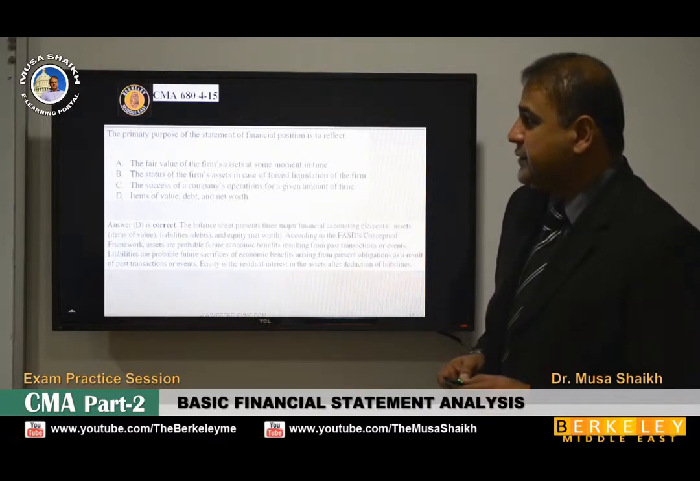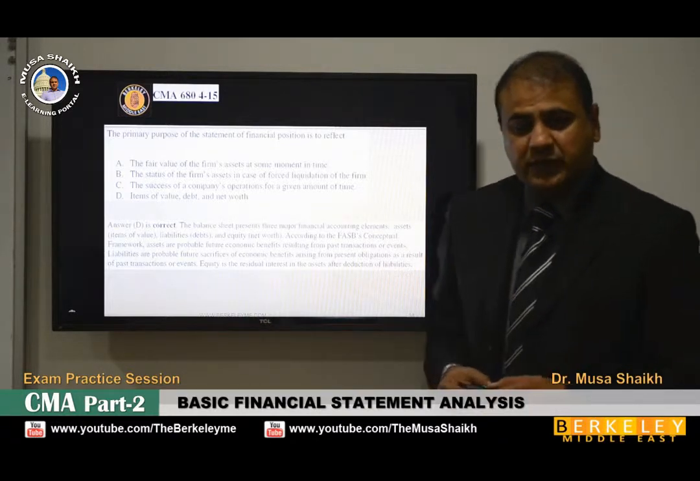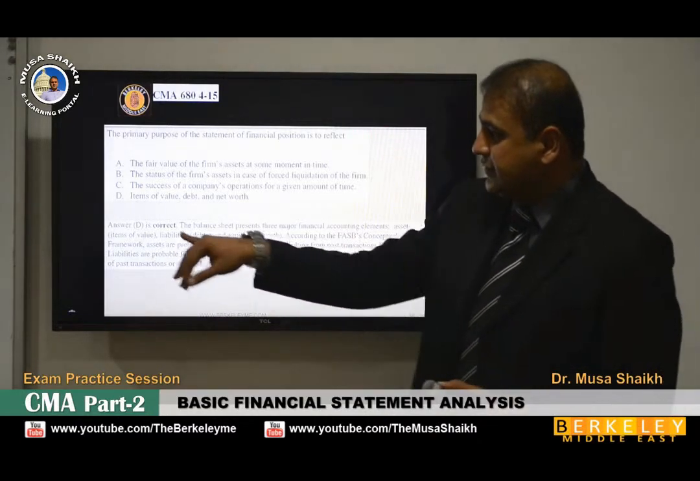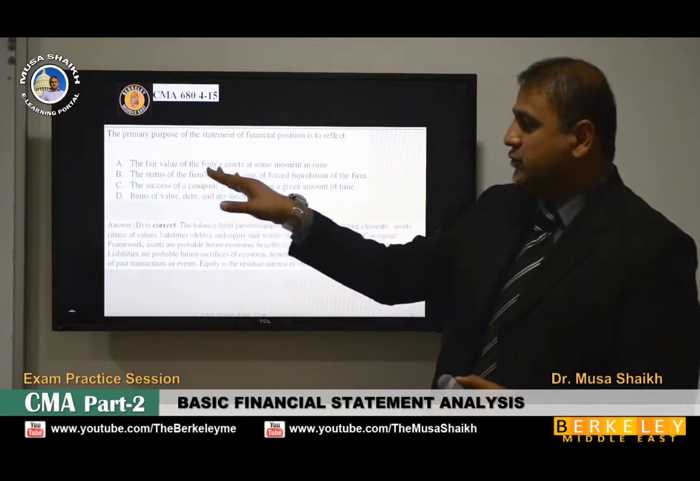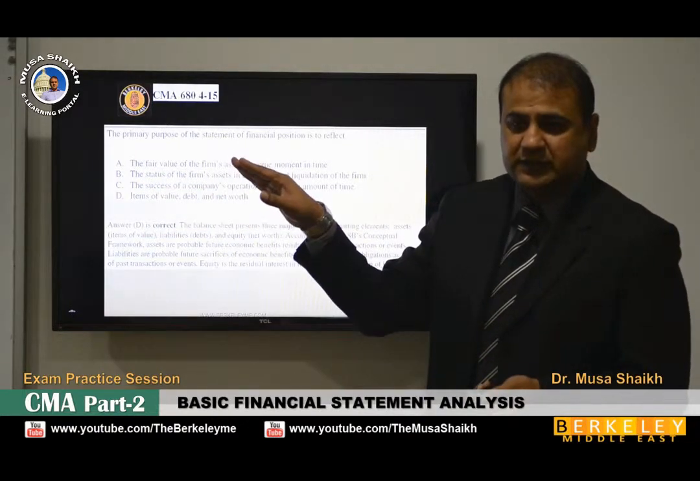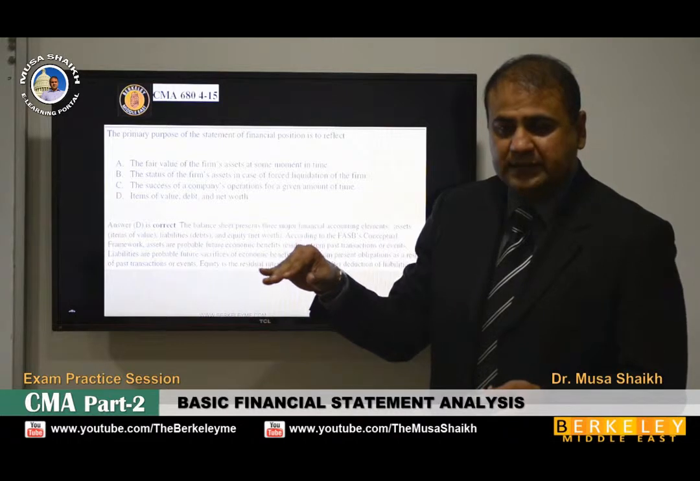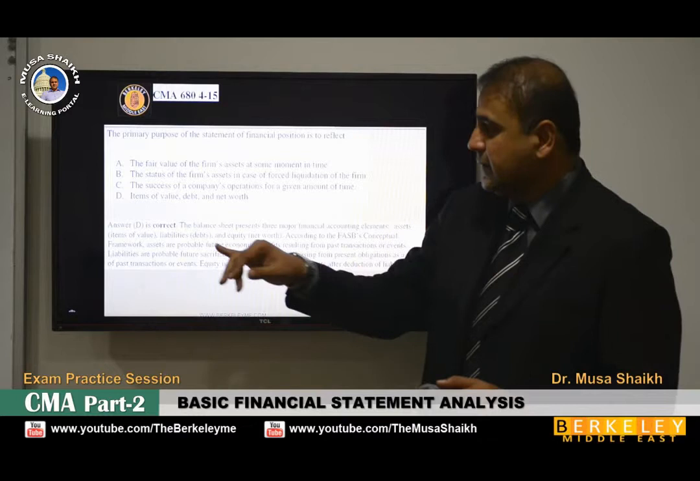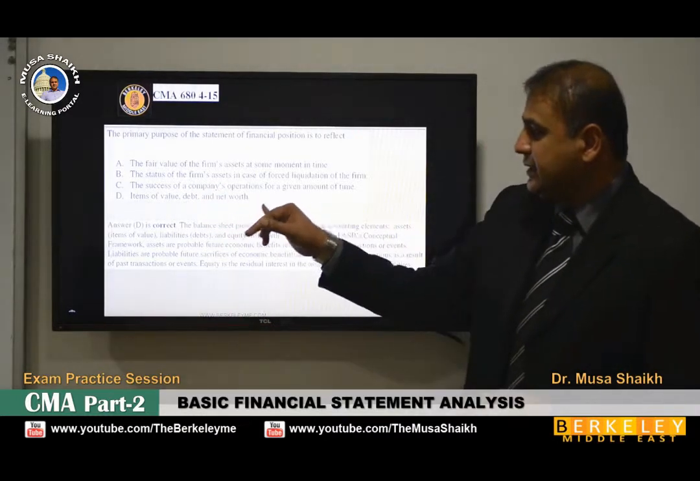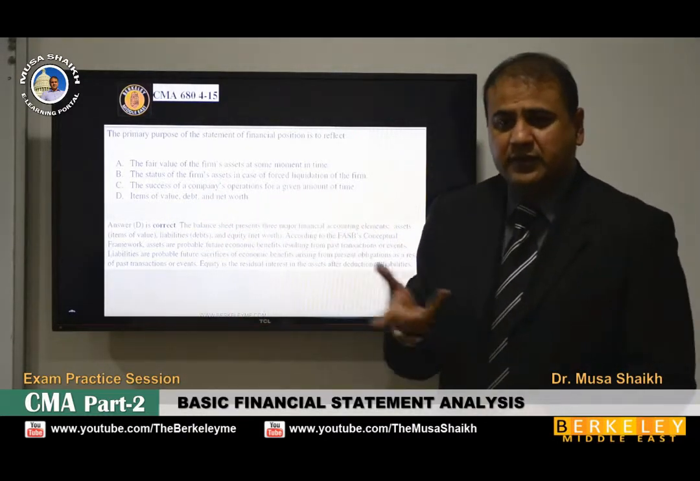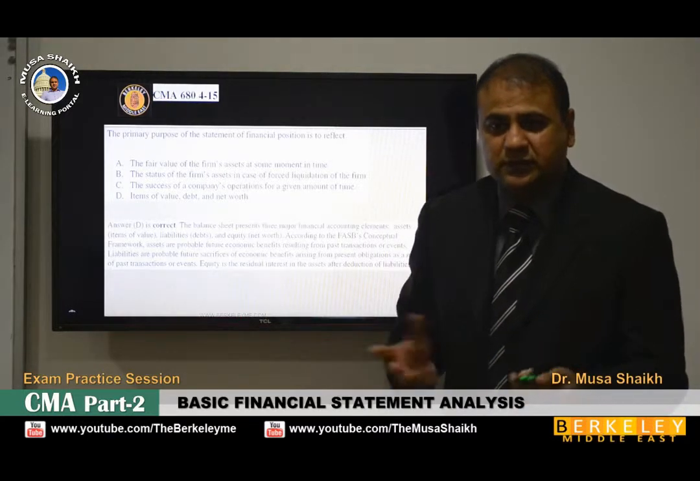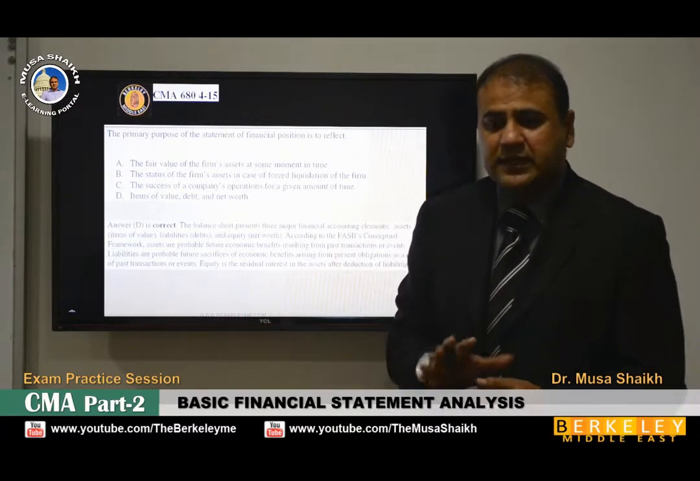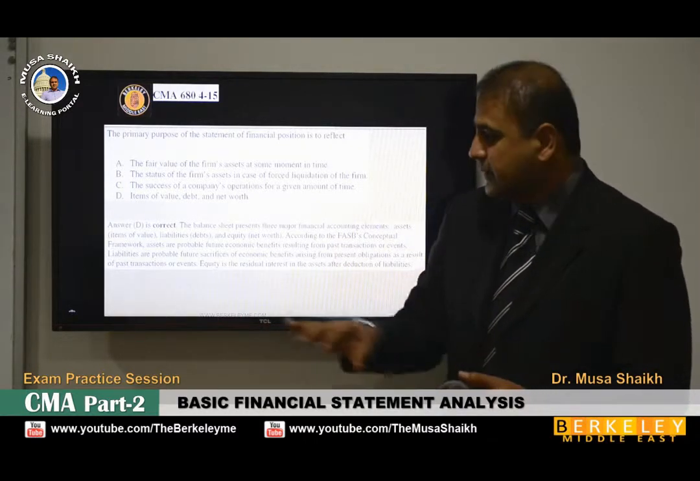The primary purpose of the statement of financial position: what is the basic purpose of the financial statement? If you see fair value of the firm, fair value is just a review. Your assets and equity are on a cost basis in the financial statements, right? Status of firm assets in case of forced liquidation: even if there is no liquidation, we still show the financial statements. Success of the company's operations will be in the income statement only.